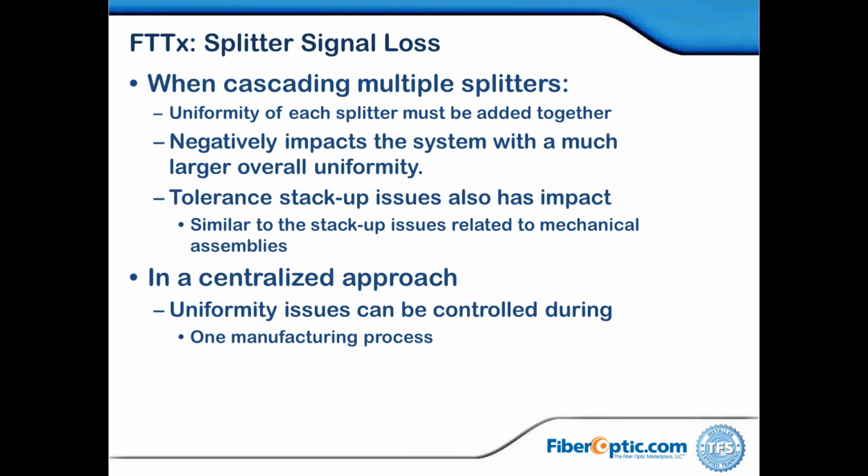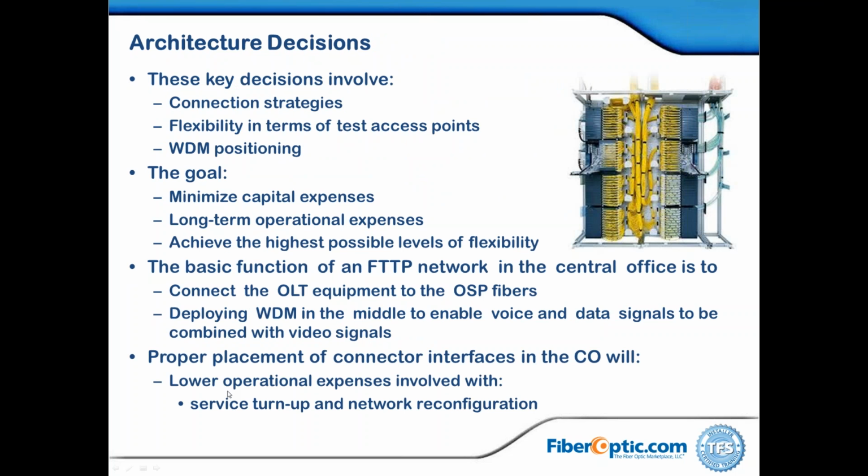Which means you have to add something called uniformity, and basically that is added to your loss budget. And there are some tolerance stack-up issues we don't need to address at this time. In a centralized approach, everything's back at the central office, so that's a little easier to control than when the splitters are placed further out in the field.